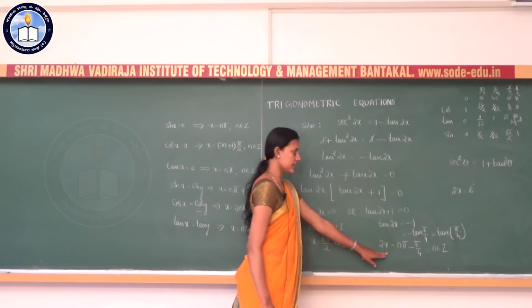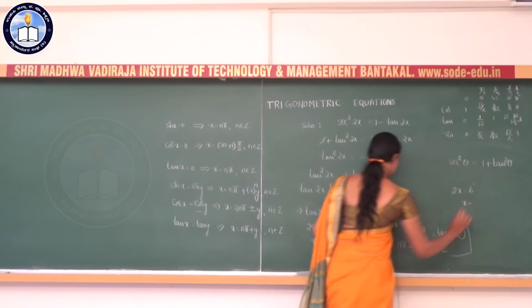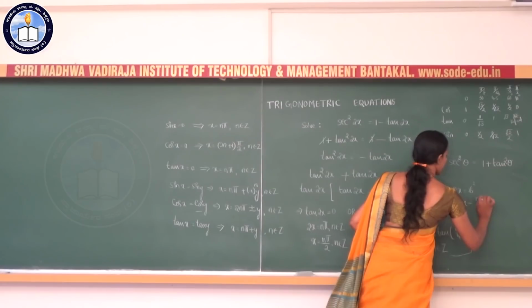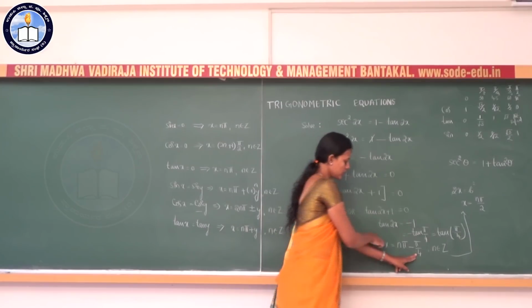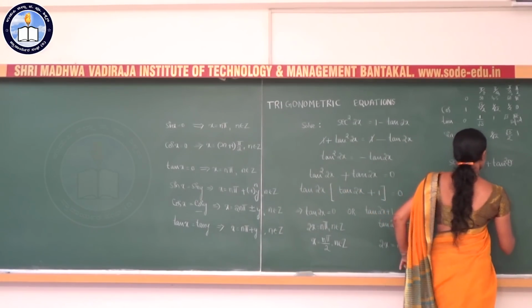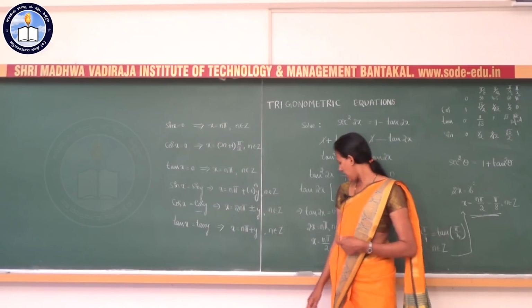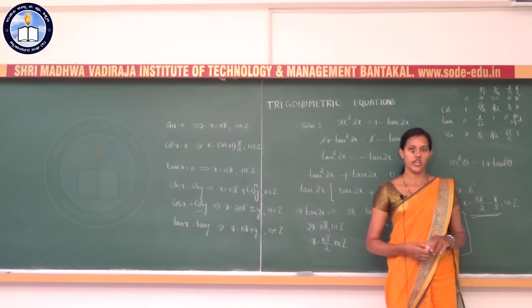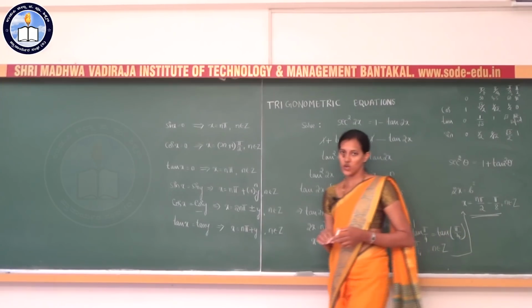So what is x then? Divide the equation by 2. So x is n pi by 2 minus pi by 2 into 4, which is 8. So x is equal to n pi by 2 minus pi by 8, for n an integer. This represents the general solution of the given trigonometric equation.